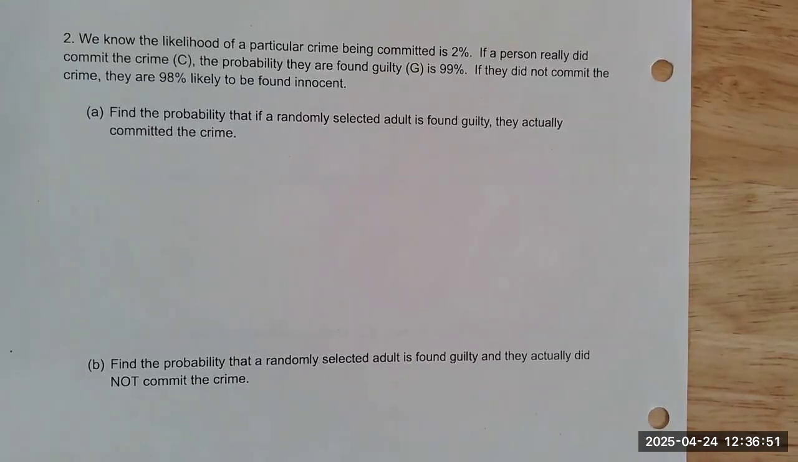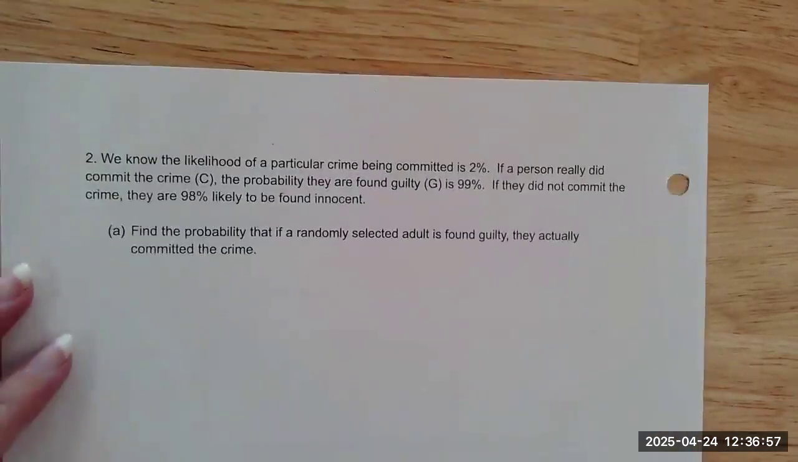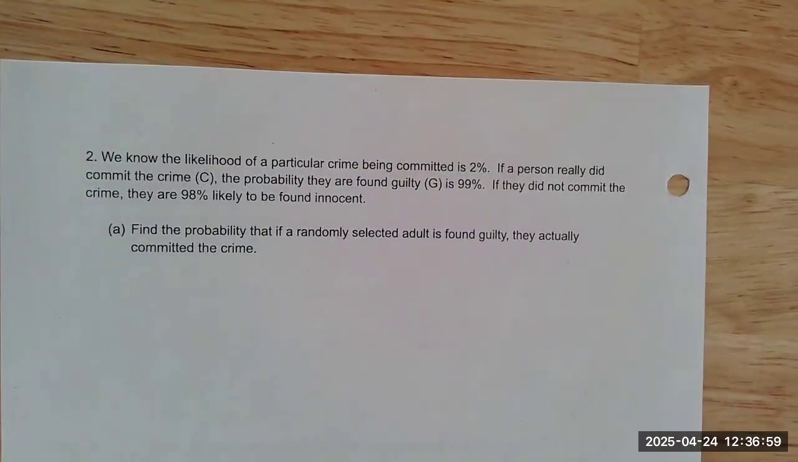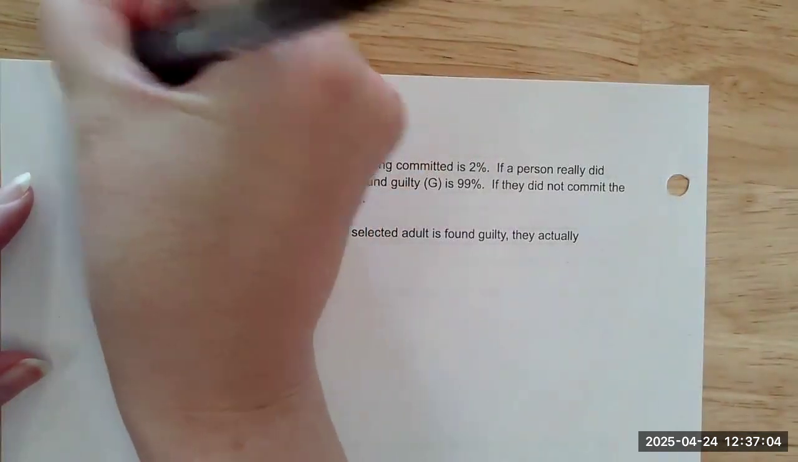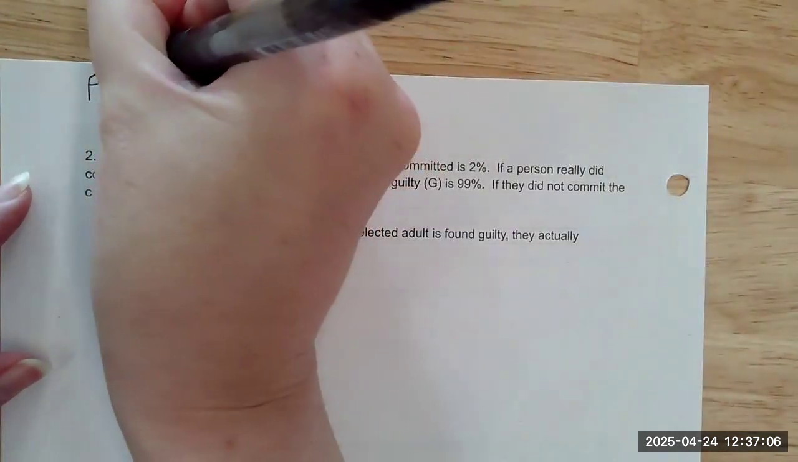So before we jump into the questions, Jen likes to write down what they gave us. So let's see, I'm going to write it at the top because I need a little more space. The likelihood of a particular crime being committed, so we're going to say probability of that crime is P of C.